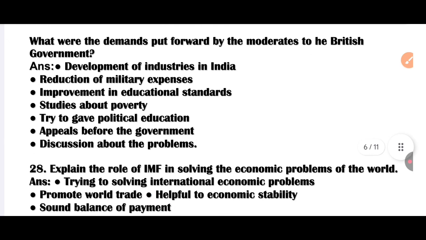Next question. What were the demands put forward by the moderates to the British government? Development of industries in India, reduction of military expenses, improvement in educational standards, studies about poverty, try to give political education, appeals before the government, discussion about problems.